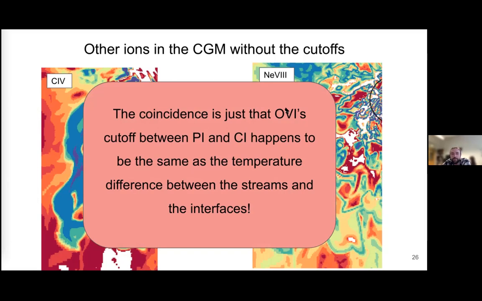Because it was only a coincidence that the oxygen 6 cutoff found the interface layer, but something has to find the interface layer, right? There is a significant difference between the interfaces and the streams, and so we have to just basically look to see which ion is most likely to detect that and how we're going to find it.